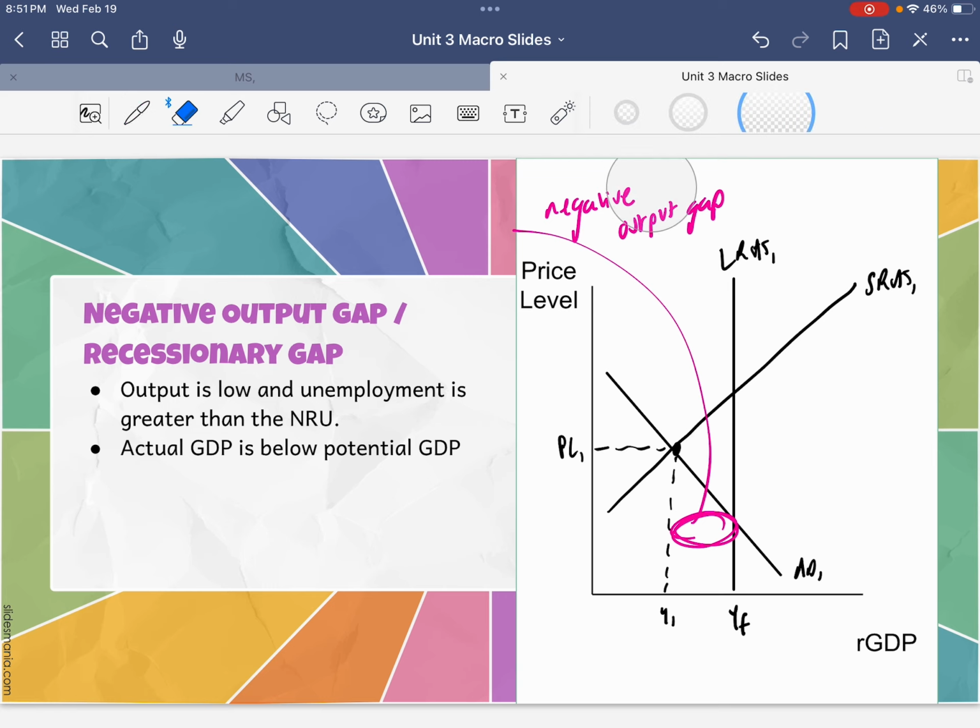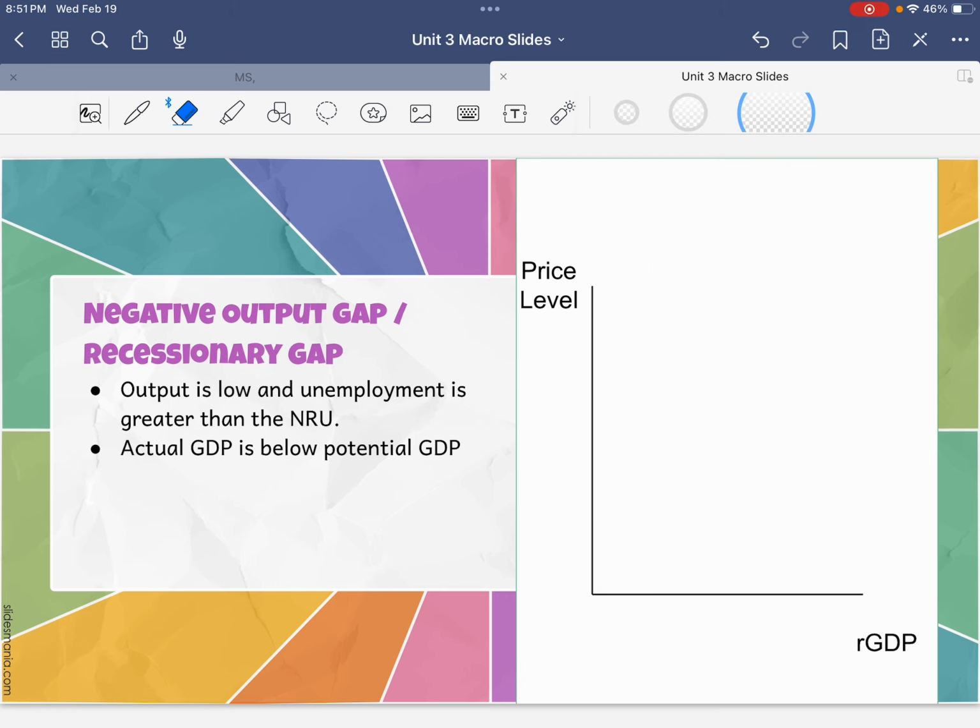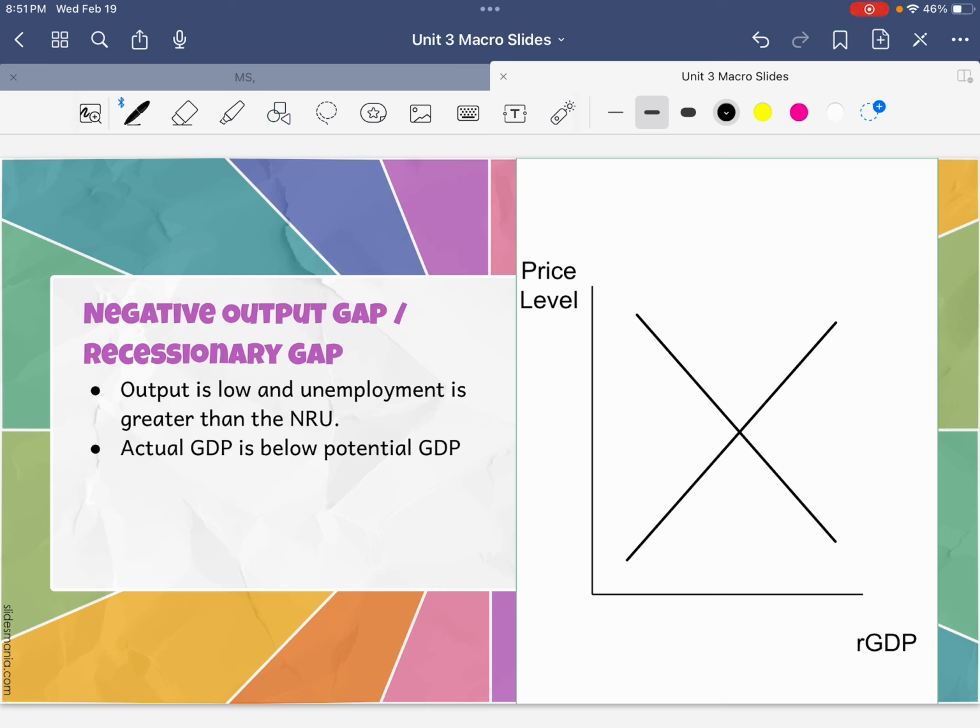Let me do the short way around. That was like the teacher way to show you. Let me show you an easier way. So we are going to start with our AD SRAS. I'm going to do this real sloppy. Sorry, guys. SRAS 1. Aggregate demand 1. Put your PL, price level 1, and your Y1.